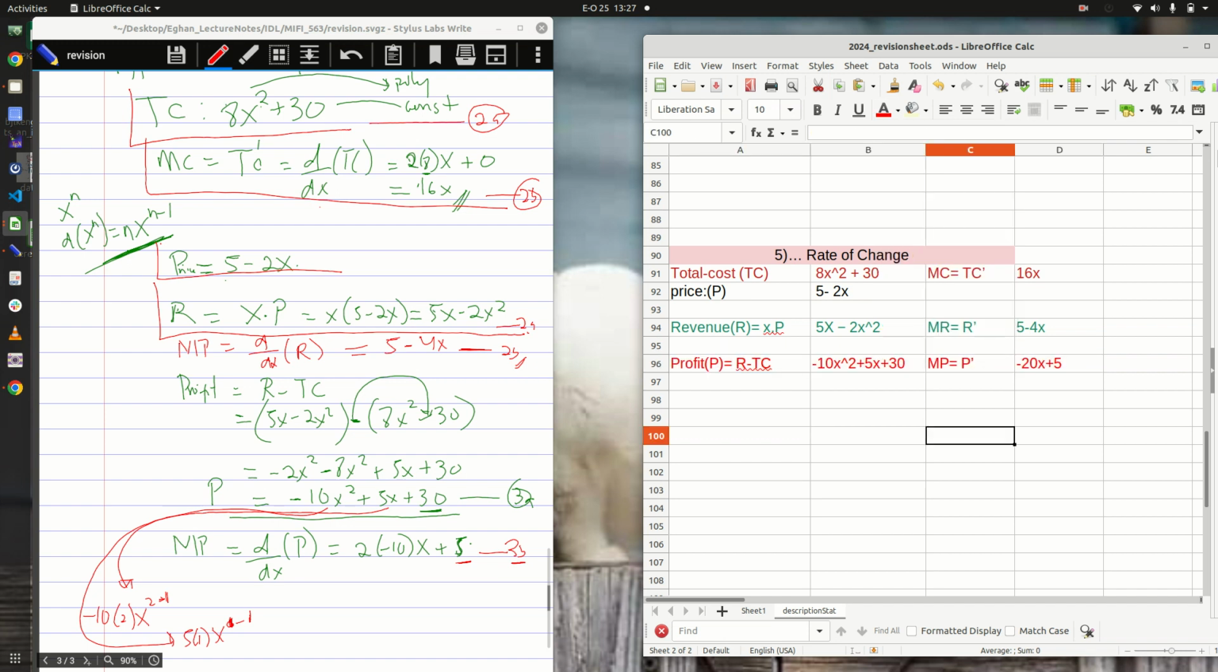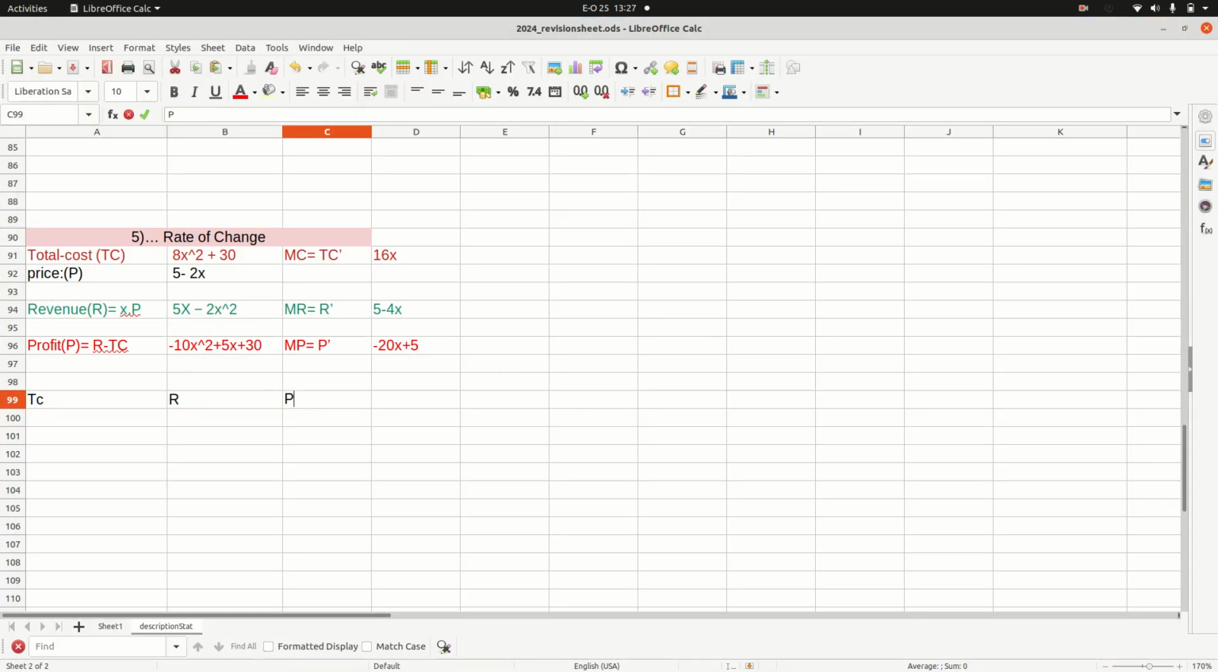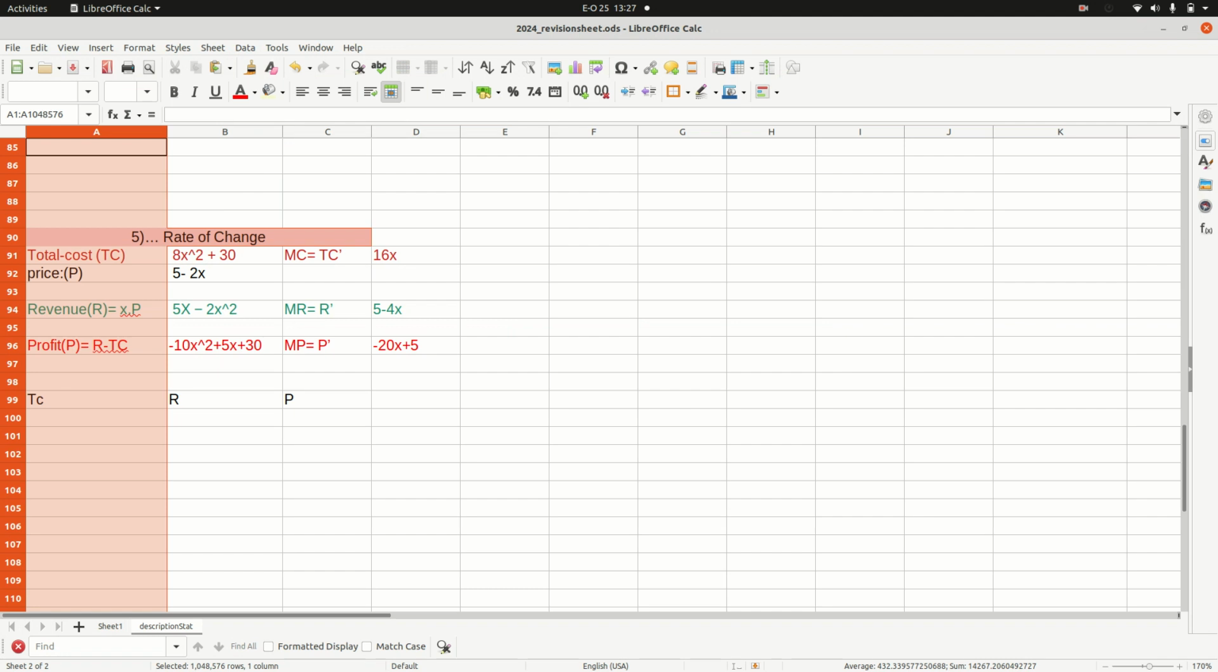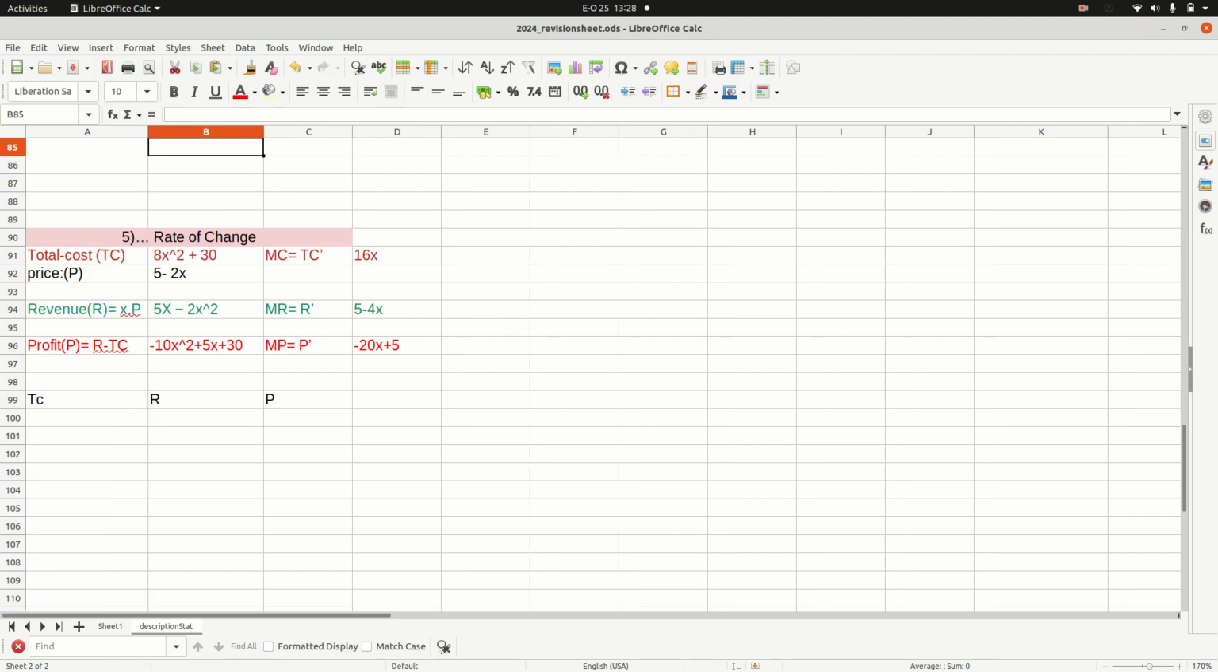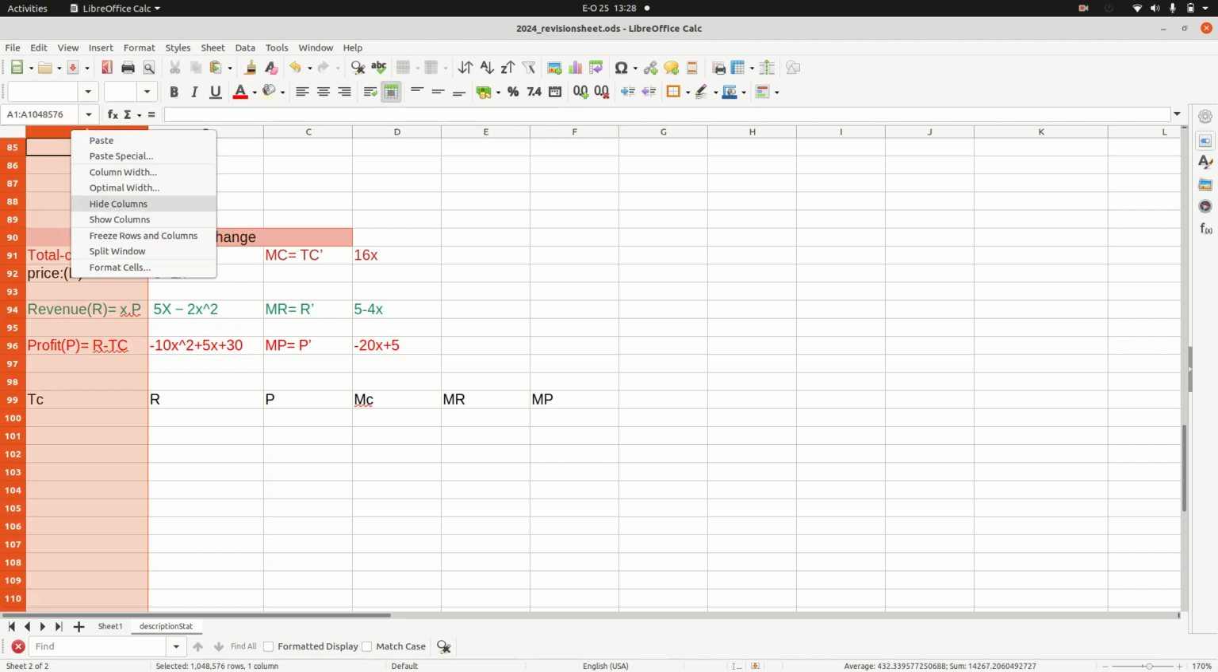I can have a table giving me a data set or information from these equations. So I have TC. I have R as the revenue. I have the profit here. So I don't need my sheet again, so let me just extend this. I have my MC, I have my MR, and I have my MP. Let me add another column.